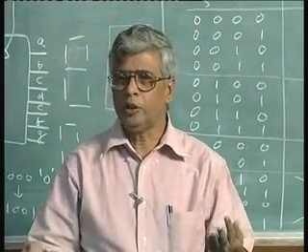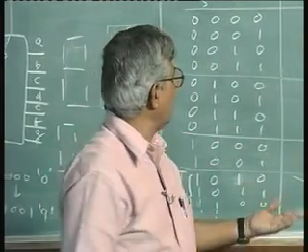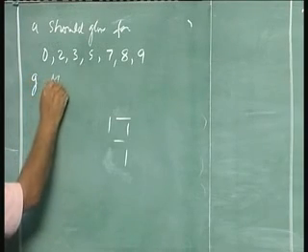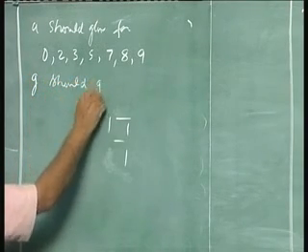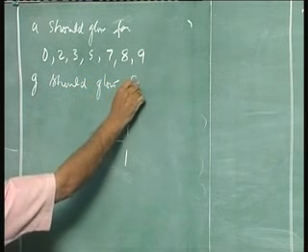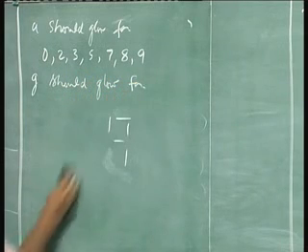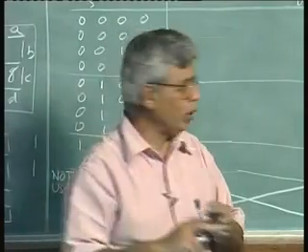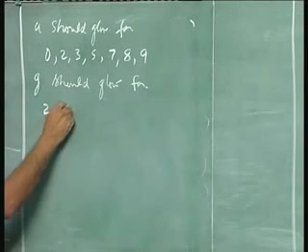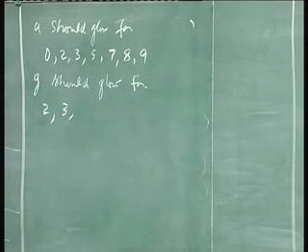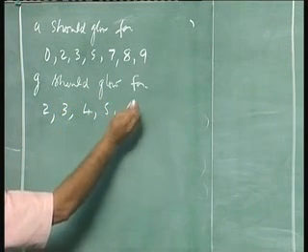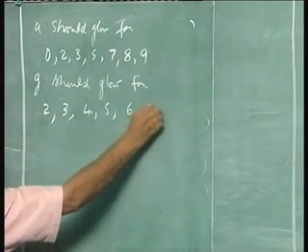We'll do one more segment to make sure that you understand. Let us say, for what numbers should segment G glow? G is a segment. Segment G need not glow for 0. For 1 it need not. 2 yes. 3 yes. 4 yes. 5 yes. 6 yes. 7 no. 8, 9.